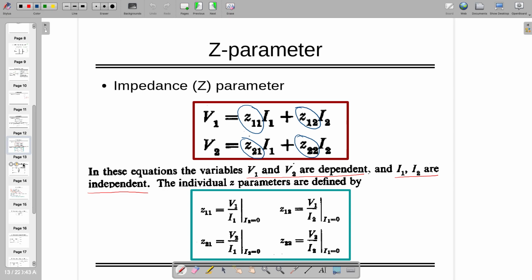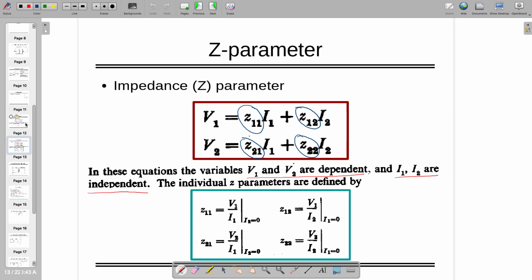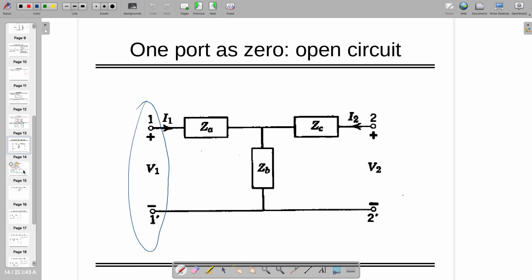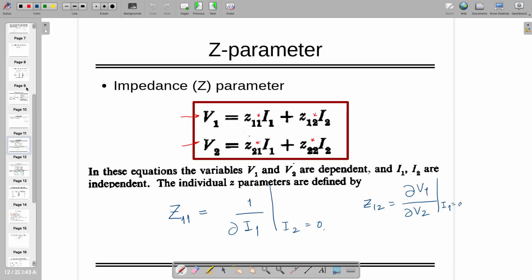Now there is one more thing we need to understand. If I want to find out for this port, I assume that there is only one port active and the other port will be 0. This is what we are doing right now. If I2 is 0 and I want to find out Z11, at that time only one value will be active, V1 or V2. Both the sources are not active at the same time.